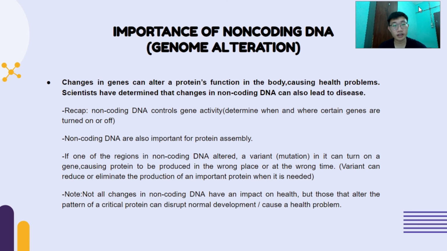If one of the regions in non-coding DNA is altered, a variant, also known as a mutation, in non-coding DNA can turn on a gene and cause a protein to be produced in the wrong place or at the wrong time. Alternatively, a variant can reduce or eliminate the production of an important protein when it is needed. Not all changes in non-coding DNA have an impact on health, but those that alter the pattern of a critical protein can disrupt normal development or cause a health problem.